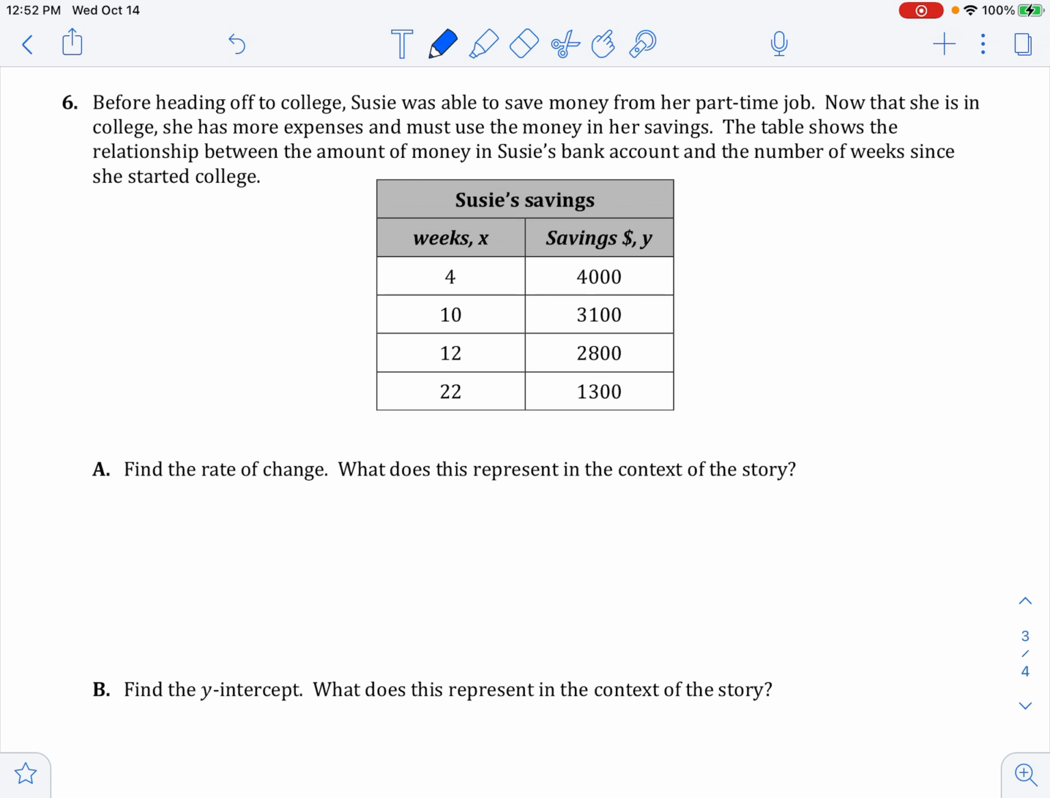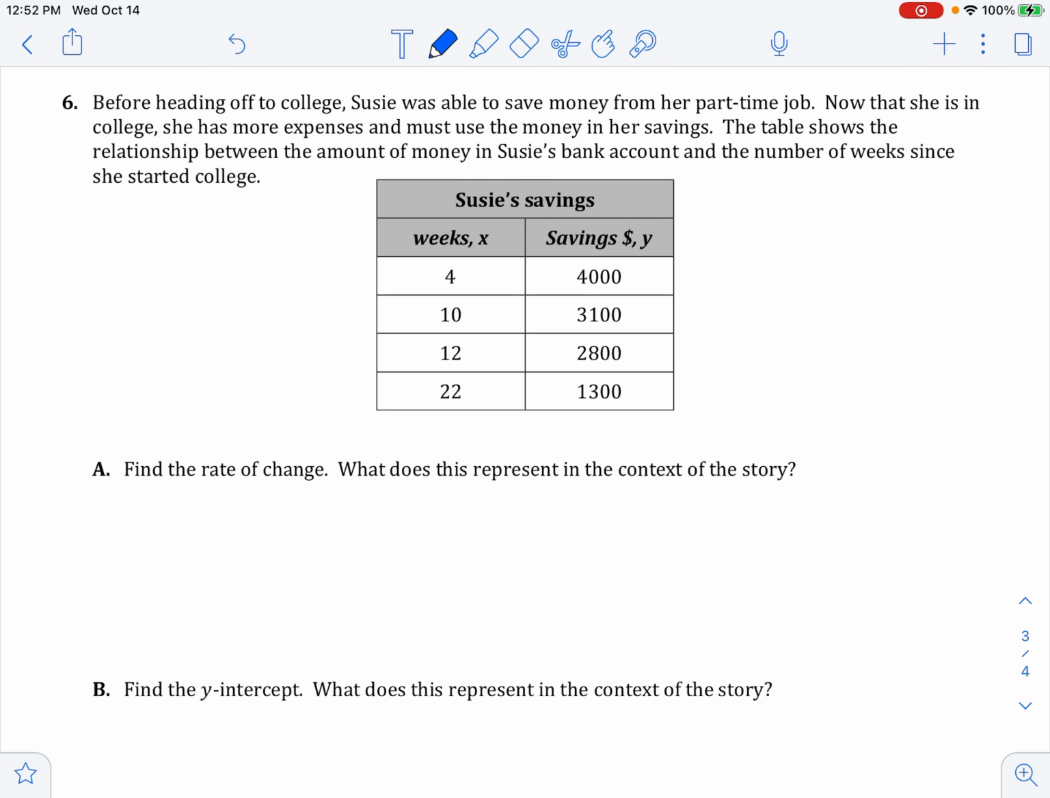All right, let's look at the next one. It says, before heading off to college, Susie was able to save money from her part-time job. Now that she's in college, she has more expenses and must use the money in her savings account. The table shows the relationship between the amount of money in Susie's bank account and the number of weeks since she started. So it doesn't have the amount after every week. It's just not recorded in there, but it's going to be happening weekly, right? So I know that after 4 weeks, she had 4,010. She has 3,112, so on and so forth, okay?